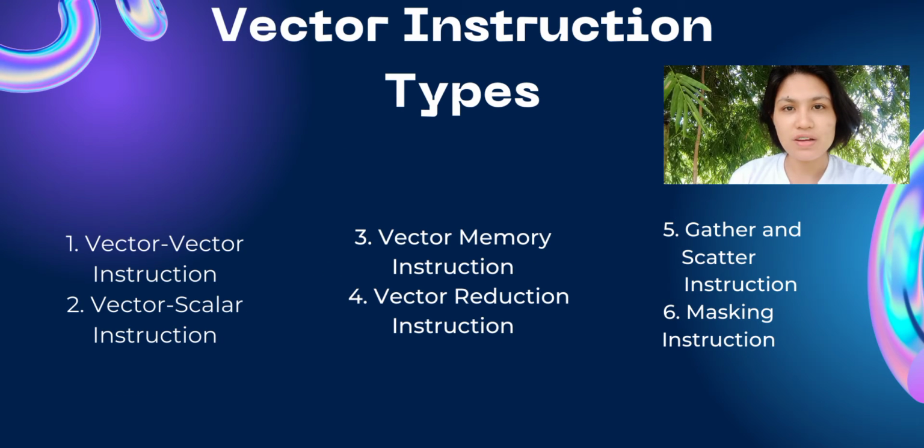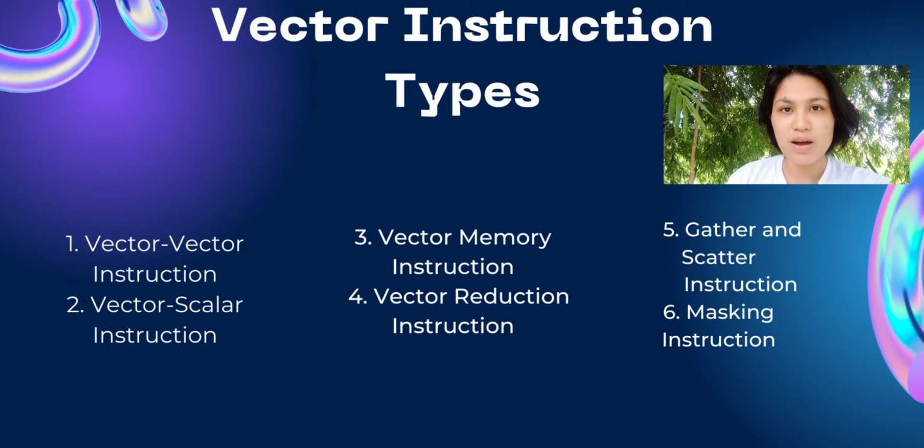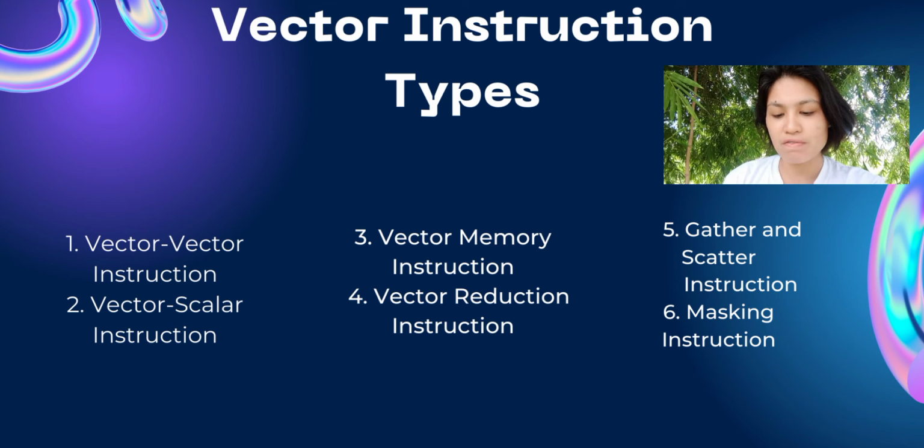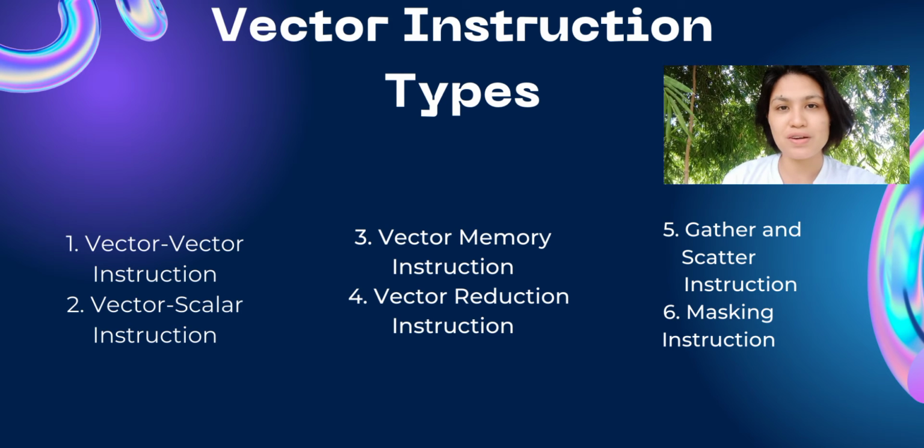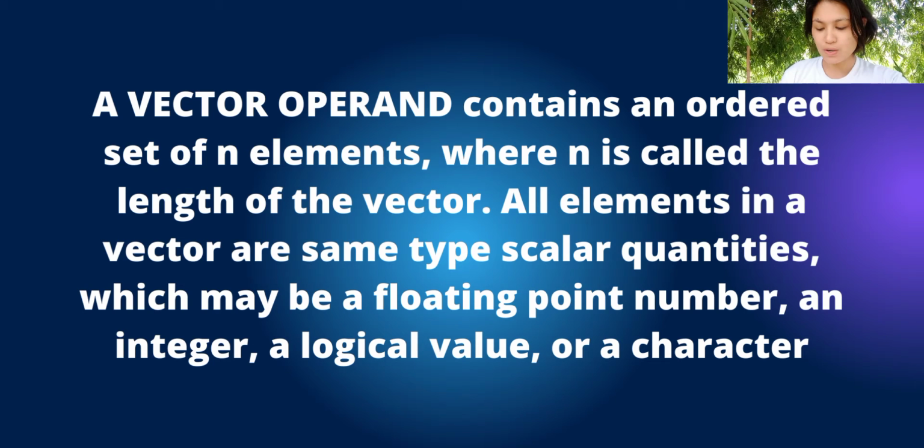And these are the vector instruction types. Number 1, vector instruction. Number 2, vector scalar instruction. Number 3, vector memory instruction. Number 4, vector reduction instruction. Number 5, gather and scatter instruction. Number 6, masking instruction.